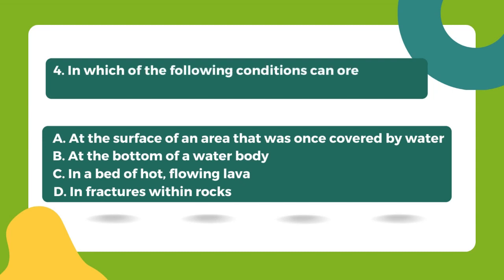Four. In which of the following conditions can ore minerals form? A. At the surface of an area that was once covered by water. B. At the bottom of a water body. C. In a bed of hot flowing lava. Or D. In fractures within rocks.